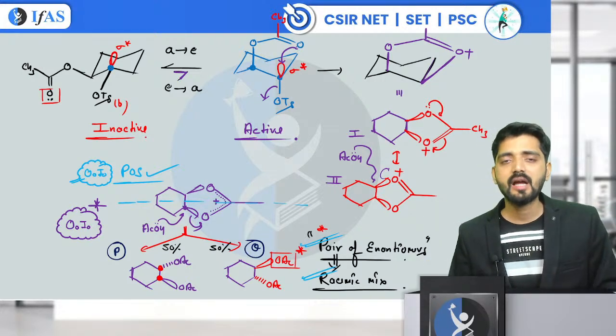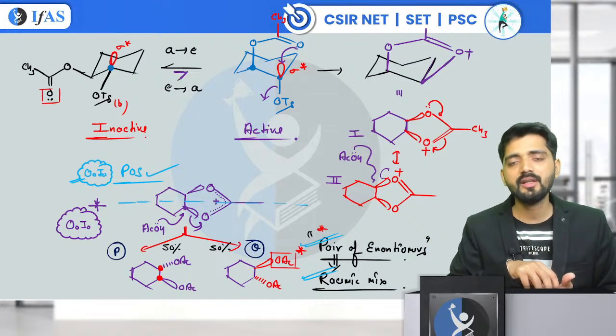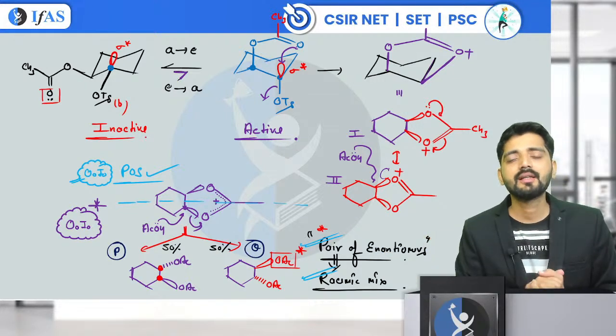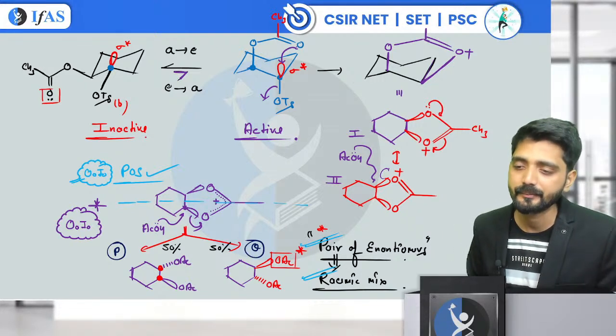Do you understand how I use that conclusion in this question? Now it becomes very easy, we just have to check the plane of symmetry or the chirality in the cyclic intermediate.